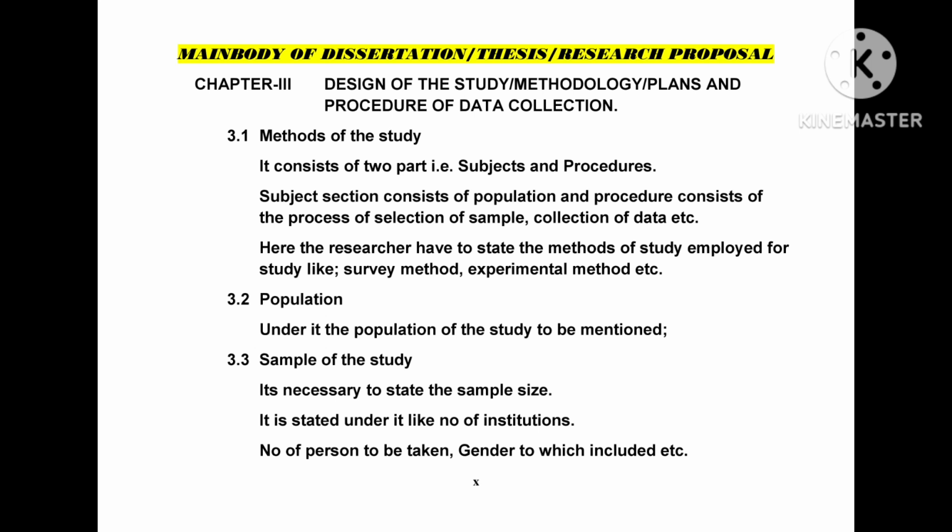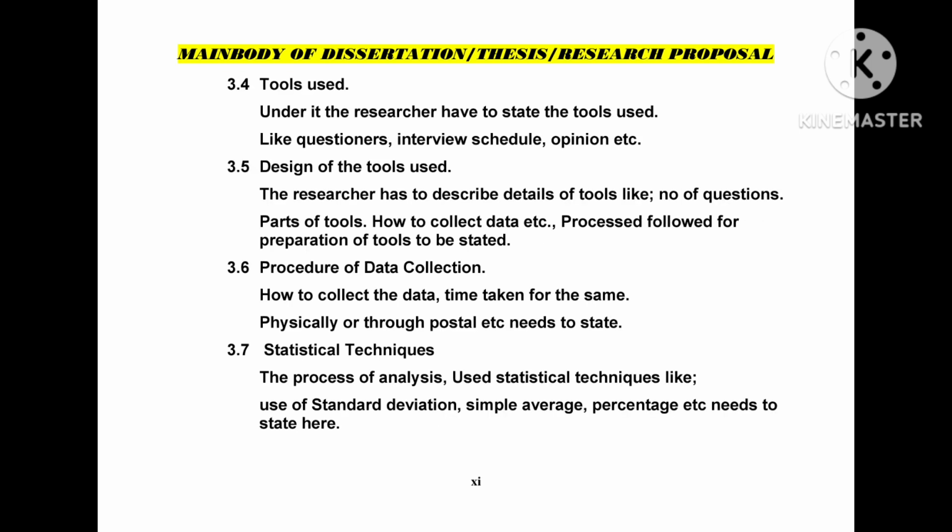Under 3.2 population, we also have to mention the population of our study, whether it will be a district, state or across the country. Like in 3.3 sample of the study, it's necessary to state the sample size. It is stated under it like number of institutions, number of persons to be taken, gender to be included, etc., which are most important. Under 3.4, tools used, means whether we are using an interview schedule, questionnaire, opinionnaire, or what the exact tools are, we have to state here.